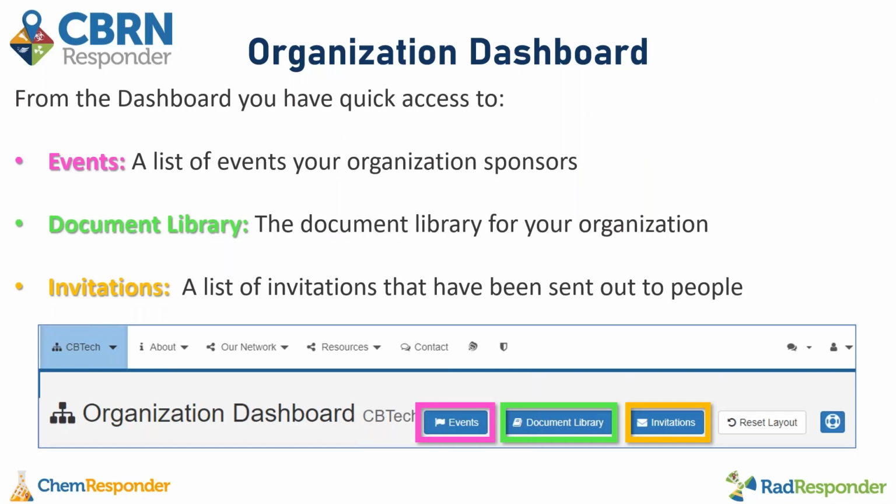Another feature on the dashboard is the three buttons at the top. The events button will direct you to a list of events that your organization sponsors. The document library will direct you to your organization's document library. And the invitations button will direct you to the invitations page, where you will see a list of invitations that you have sent out to users.